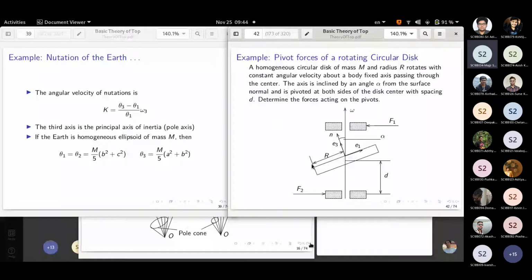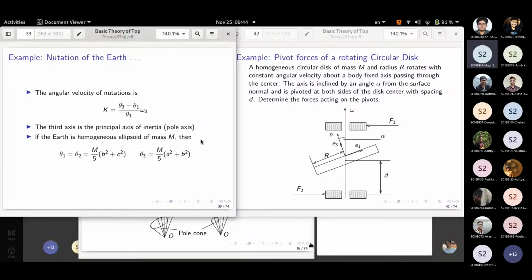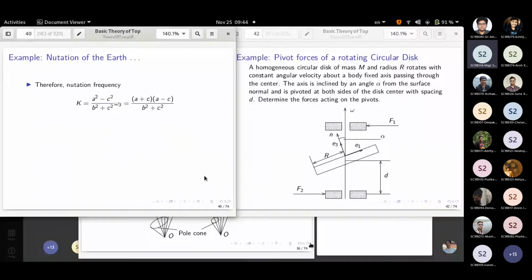Let the radius of the disk be R. The question is, what is the force felt on the bearings, which are F1 and F2? Because of symmetry, it will be equal forces. I've just indicated it by F1 and F2. Is the problem statement clear?